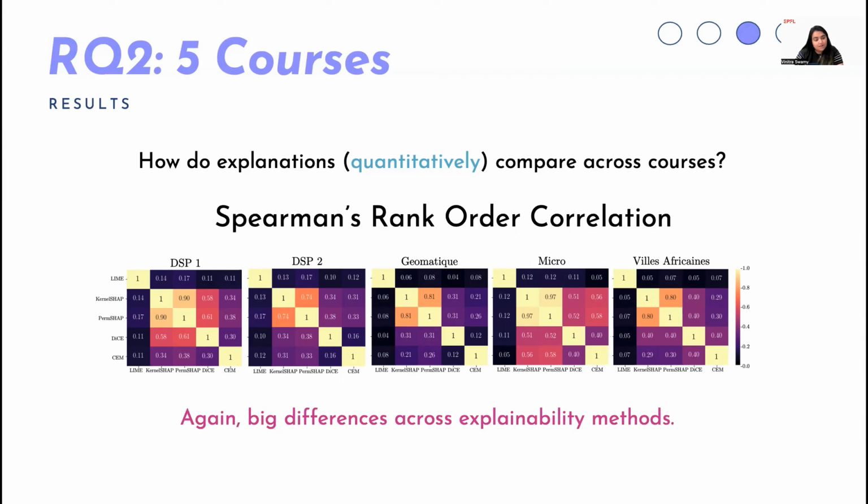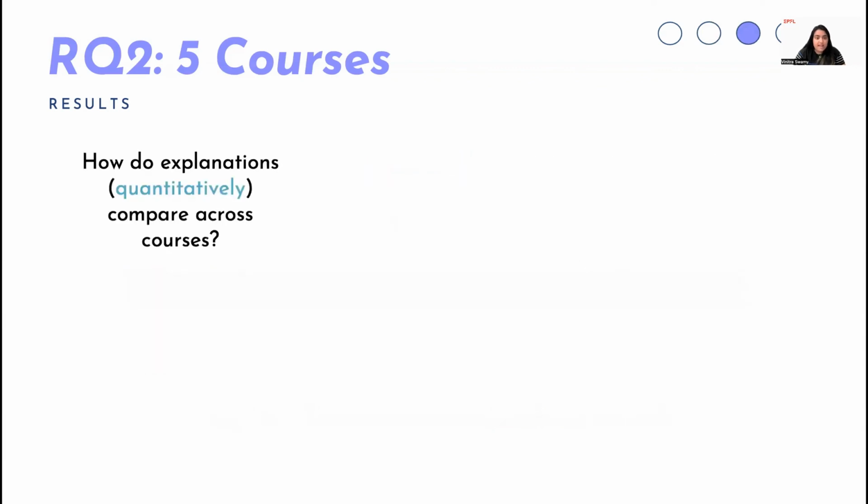We again see this box in the middle between kernel SHAP and perm SHAP. But DiCE, CEM, and LIME are quite different from each other, definitely. Essentially, looking at these plots, we see similar relationships also across courses, which points to trends that go to explainability methods and not to courses directly. And that dives us into our next result, which is a PCA analysis.